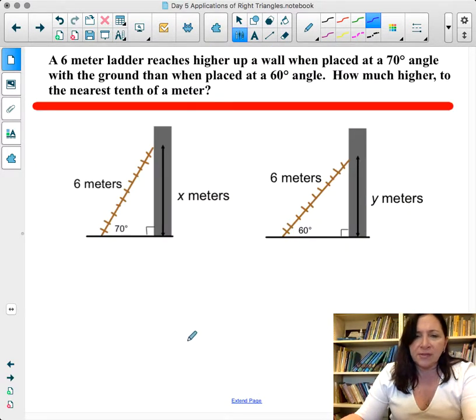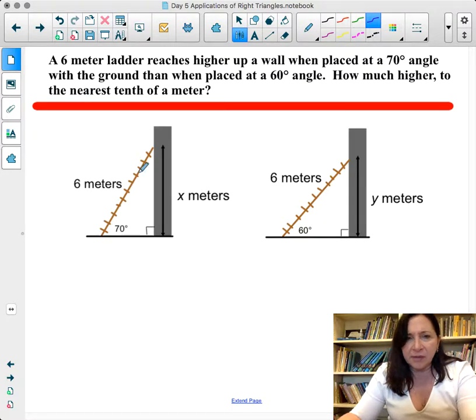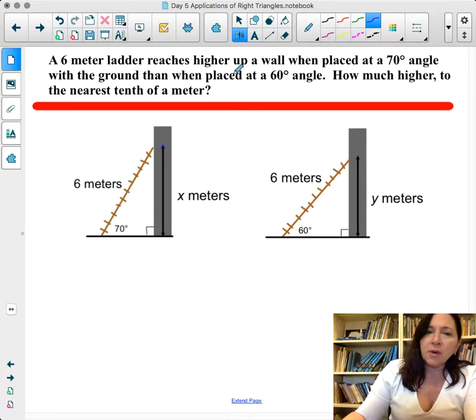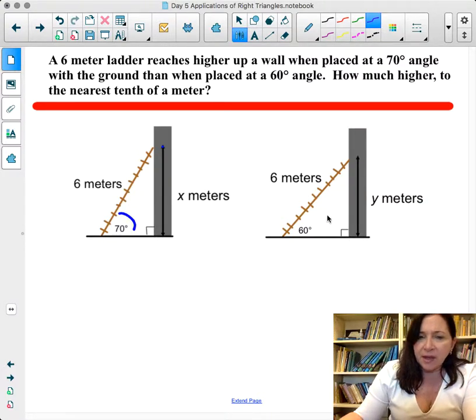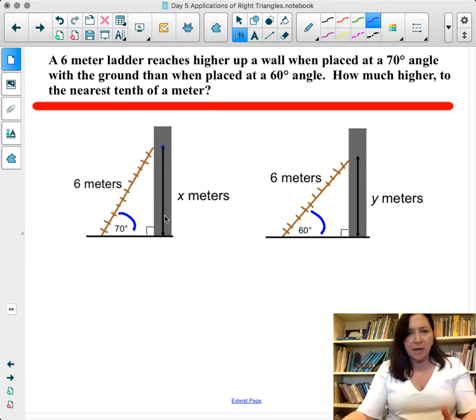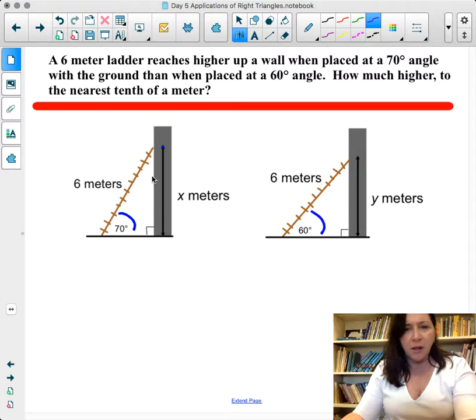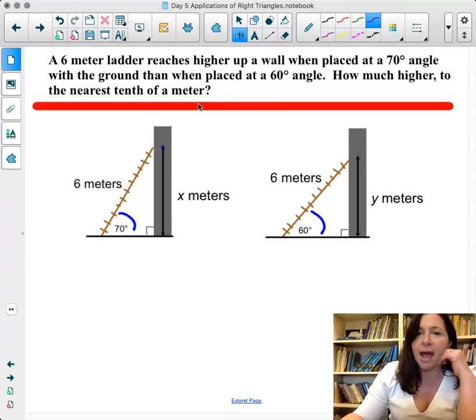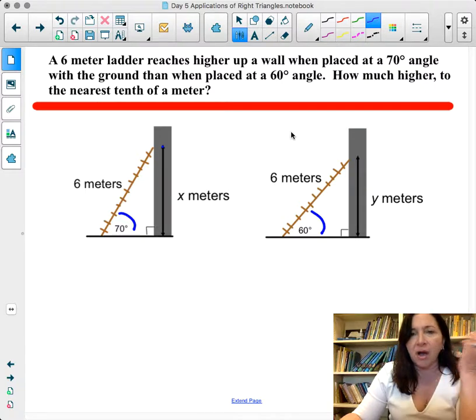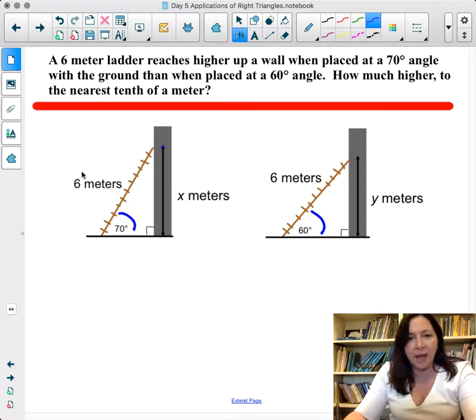So this one is telling me that there's a ladder that reaches two values here. This one reaches up x meters, and this one is reaching up y meters. This is with 70 degrees, and this is with 60 degrees. This one looks like it's closer up to the wall. So the question is, how much higher is it? I am using the hypotenuse here for both of these.